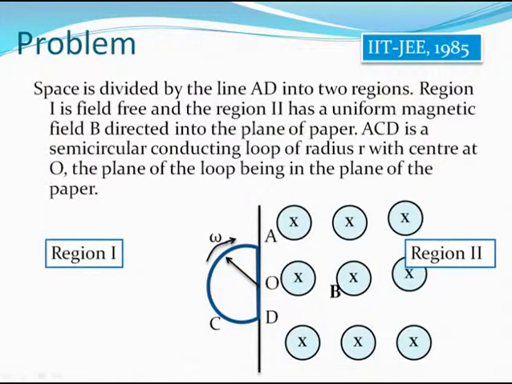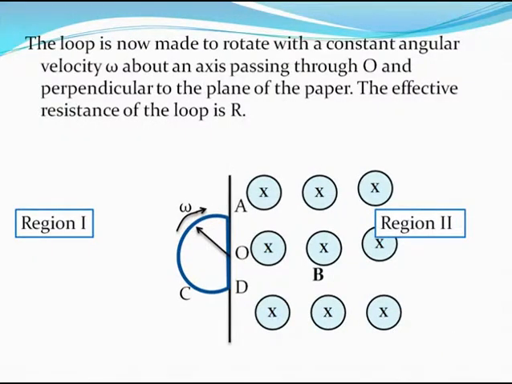Here's another problem that was asked in IIT JEE 1985. Space is divided by the line AD into two regions. Region 1 is field free and region 2 has a uniform magnetic field B directed into the plane of paper. ACD is a semicircular conducting loop of radius r with center at O, the plane of the loop being in the plane of the paper. The loop is now made to rotate with a constant angular velocity omega about an axis passing through O and perpendicular to the plane of the paper. The effective resistance of the loop is R.